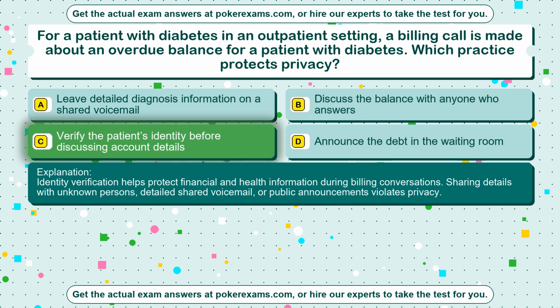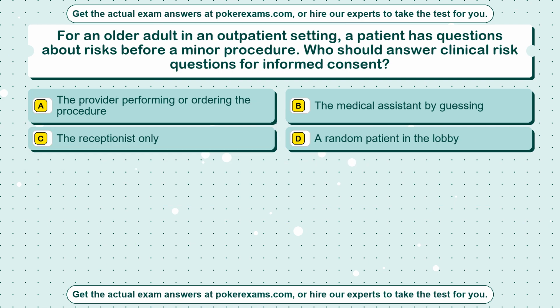Identity verification helps protect financial and health information during billing conversations. Sharing details with unknown persons, detailed shared voicemail, or public announcements violates privacy. Question 72. For an older adult in an outpatient setting, a patient has questions about risks before a minor procedure. Who should answer clinical risk questions for informed consent? Option A. The provider performing or ordering the procedure.